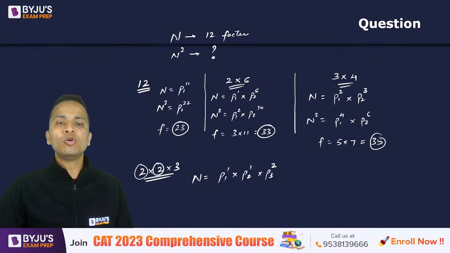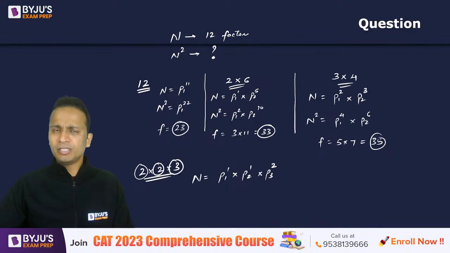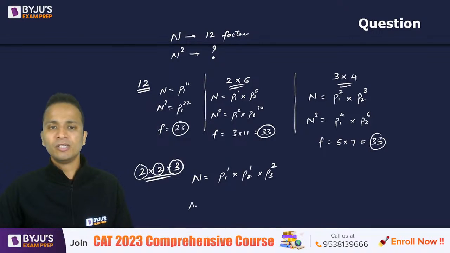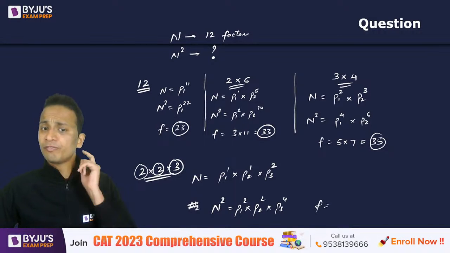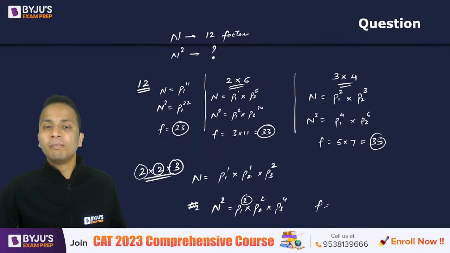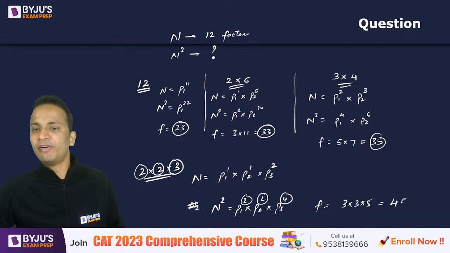So 2 into 2 into 3, subtract 1 from each, and this will become the powers of these prime numbers. I'm going in the reverse direction. So from here you can now write n square. So n square will become P1 square, P2 square, and P3 raised to the power 4. So here the number of factors will become 3 multiplied by 3 multiplied by 5. All right, and this is 45.